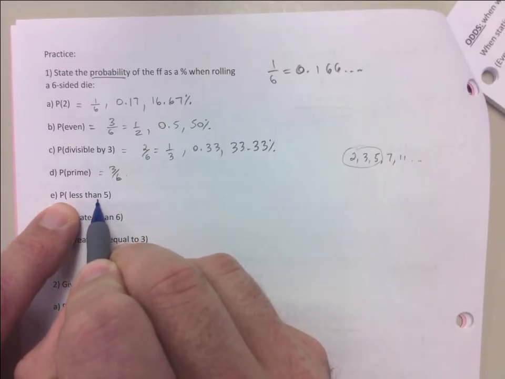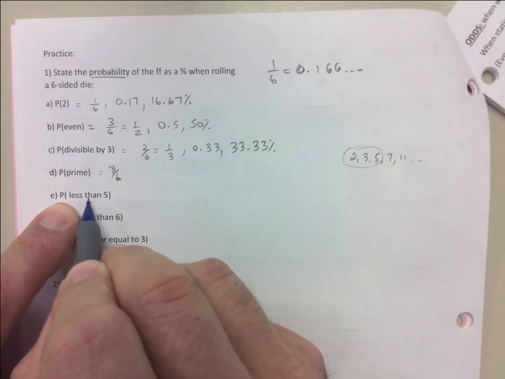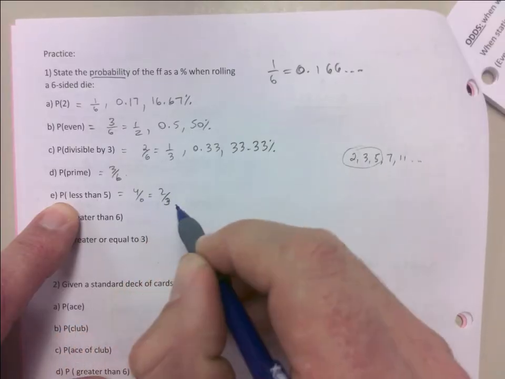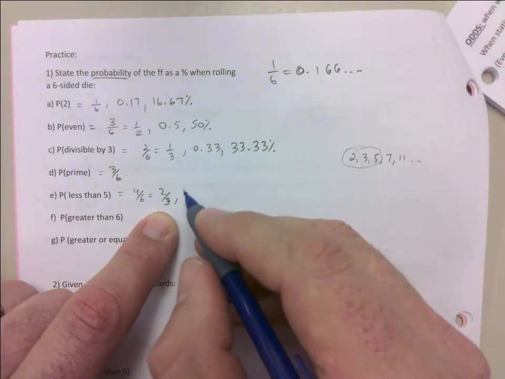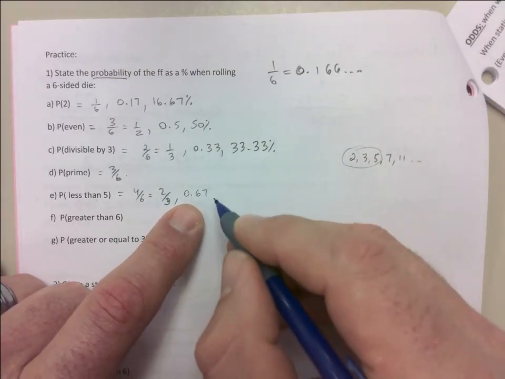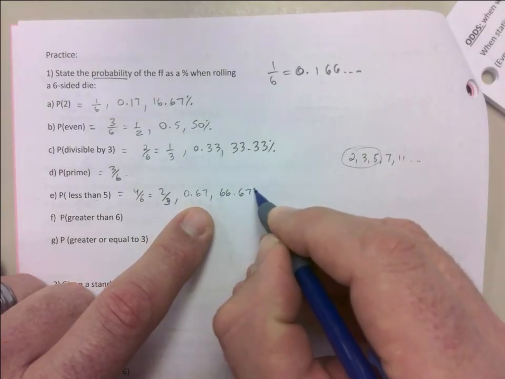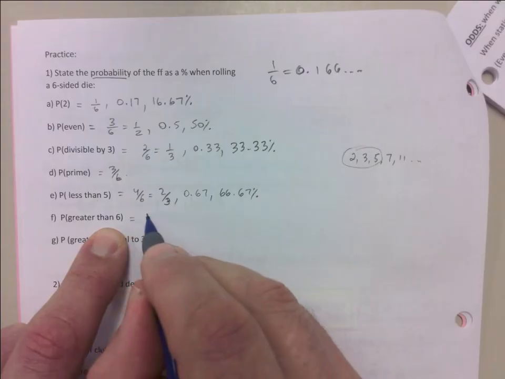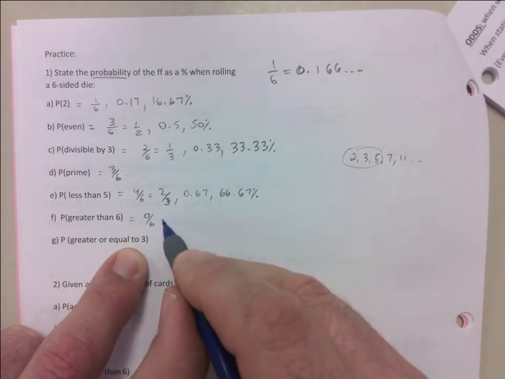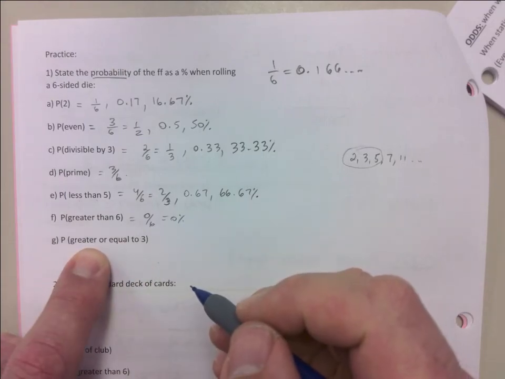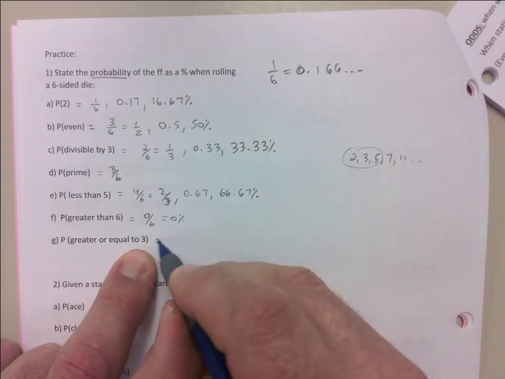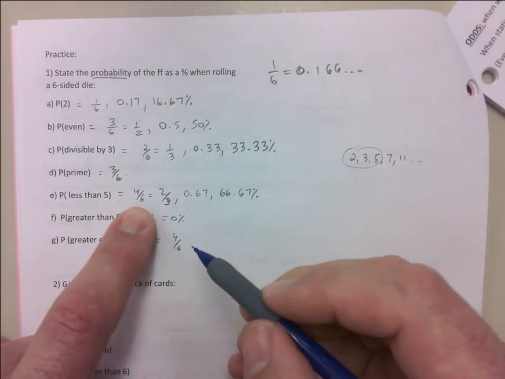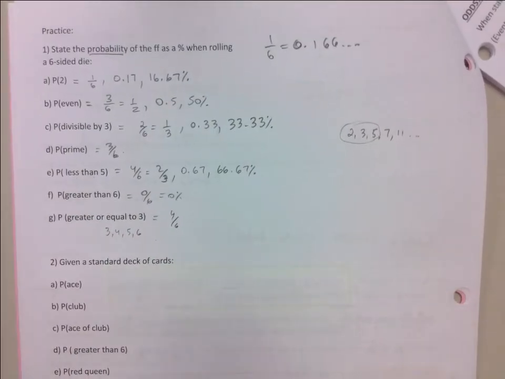Less than 5. So it'd be 4, 3, 2, 1, right? So it'd be 4 out of 6 options. That's 2/3. Don't worry so much about reducing fractions. I'm not going to give you marks for it. 0.67 as a decimal, but 66.67% as a percentage. Remember, you go back to your screen. Greater than 6, that's 0 out of 6, right? There's no such thing, 0%. Greater or equal to 3. So that would be 3, 4, 5, 6. So there's 4 out of 6, which is 2/3. We know already what that's going to be as a decimal and percent.